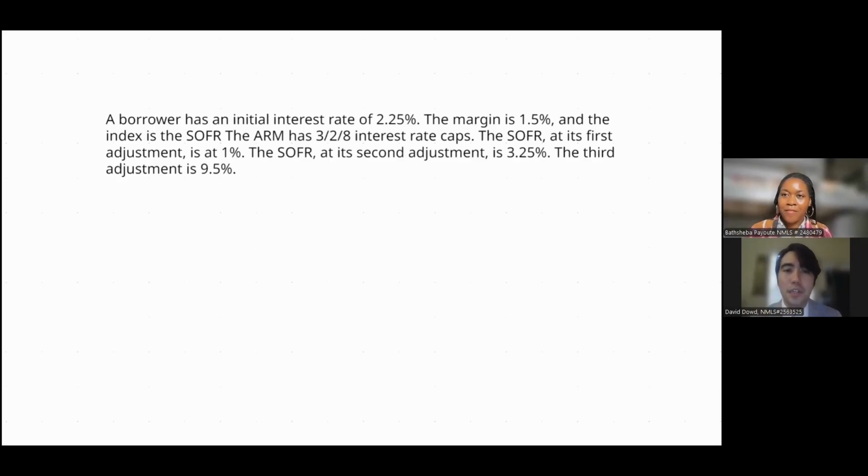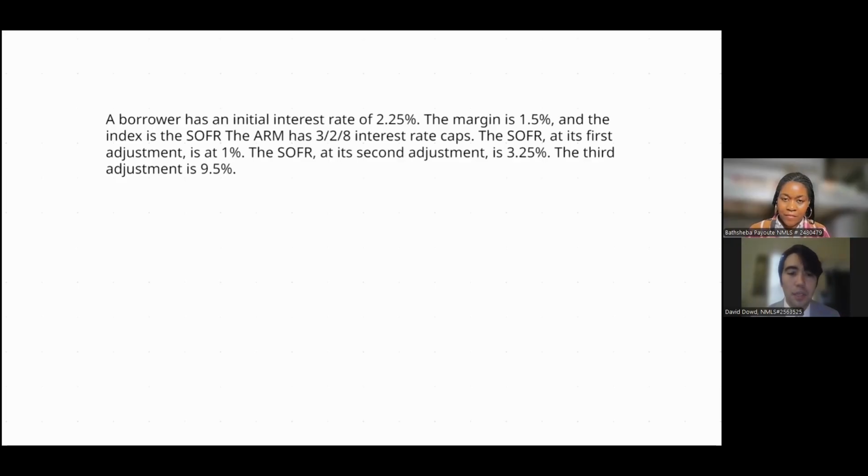It says a borrower has an initial interest rate of 2.25%. The margin is 1.5%. Remember, the margin is the fixed thing from the lender. You were talking about earlier, right, Bathsheba? The lender fee, 1.5%. And the index is the SOFR, as we've been talking about. The ARM has a 3-2-8 interest rate cap, and the SOFR, as it's abbreviated, at its first adjustment is at 1%. The second adjustment is at 3.25%, and the third adjustment is at 9.5%.